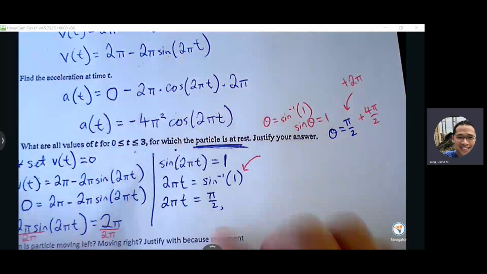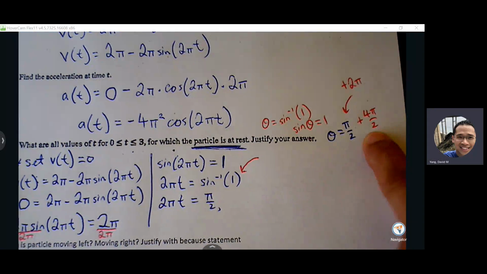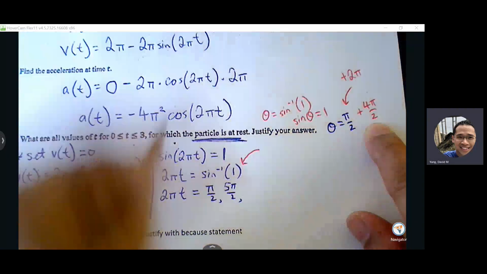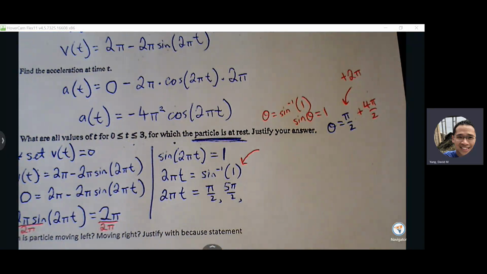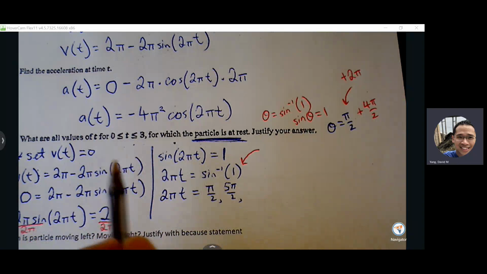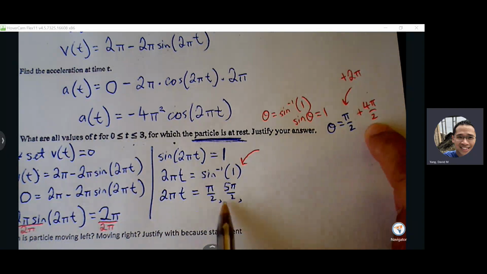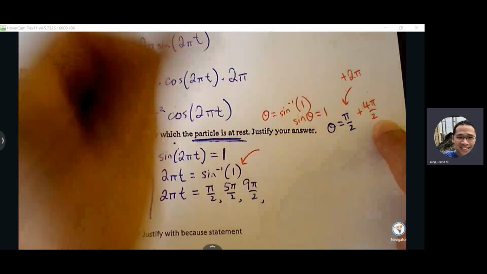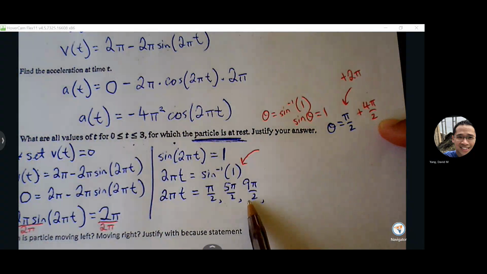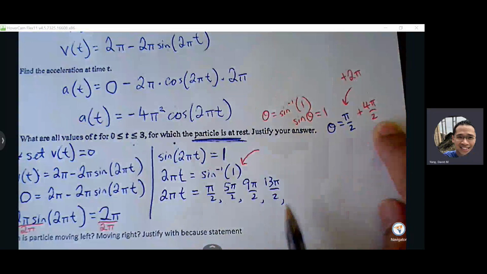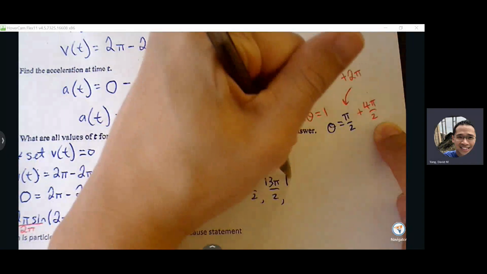So pi over 2 is one solution. Another solution is 5 pi over 2. Let's keep going. Let's do a few more because these values are going to shrink and we want to make sure we don't miss out on any that's close, that we need. Okay, 9 pi over 2. Let's do 2 more here. One more. 17 pi over 2.